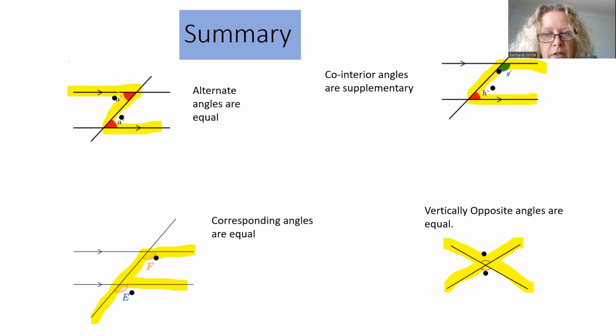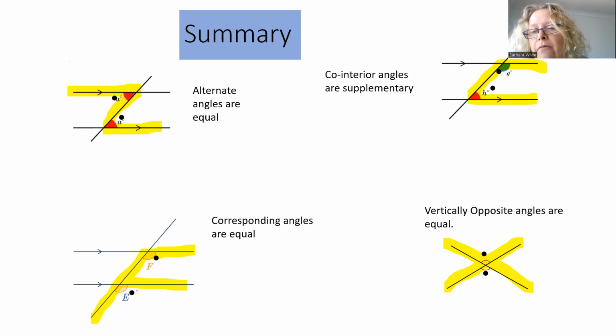Moving down to the bottom left, corresponding angles are angles that are in the same position, but on the other parallel line. Like if your letterbox was in the same position as your neighbour's letterbox, they would be corresponding, but on different properties. So these two angles are going to be the same as each other as well.